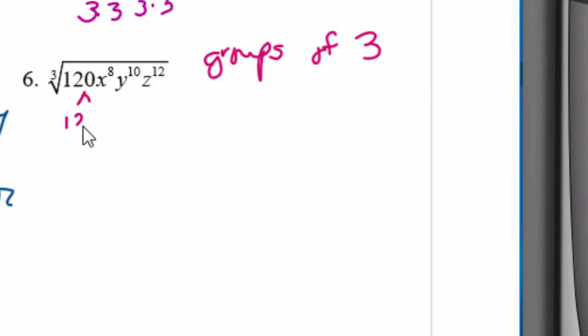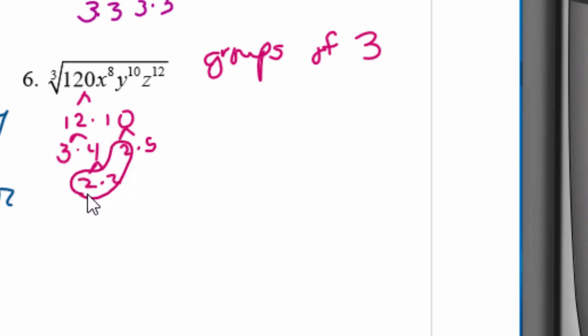120. That's 12 times 10. And then 12 is 3 times 4, right? And 4 is 2 times 2. And then 10 is 2 times 5. We're looking for groups of 3. So do you see a group of 3? Do you see 3 2s? Here's 3 2s. Right here, 3 2s. So 1 2 is outside the cube root, right? And what's left over? 3 times 5, 15. Leave some room. Don't forget the index here. Put the little 3. 3 times 5 is 15.